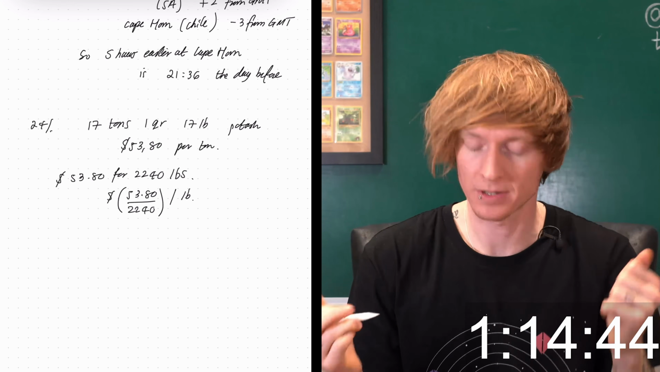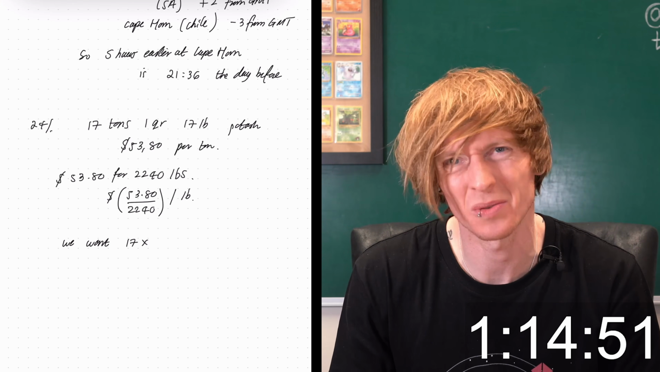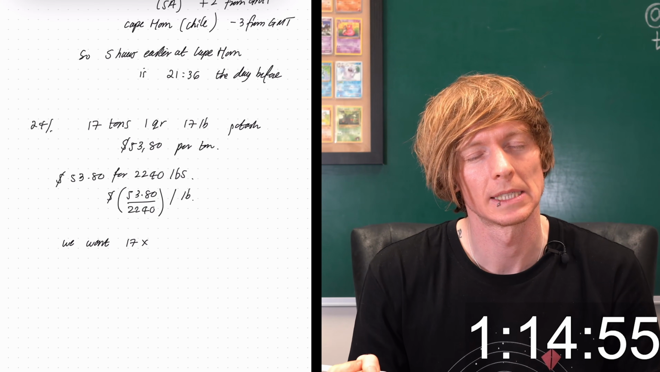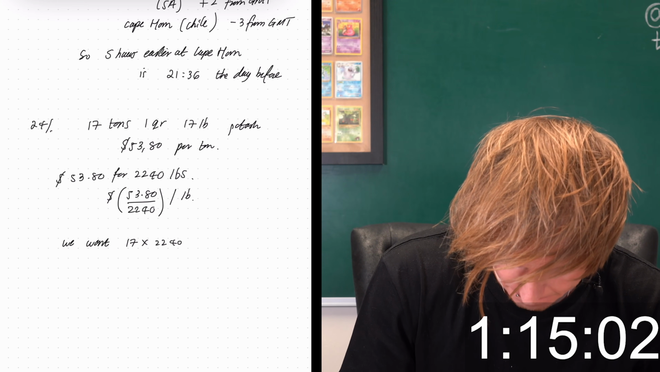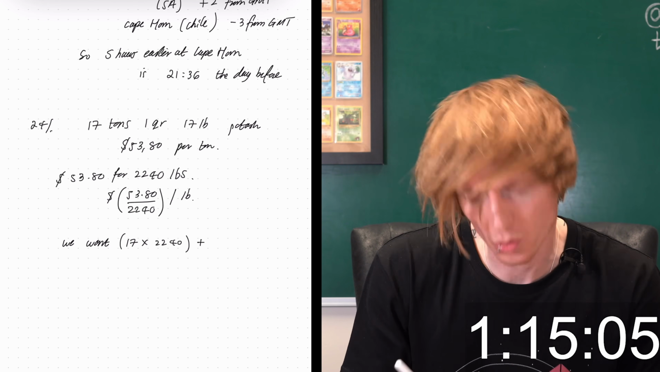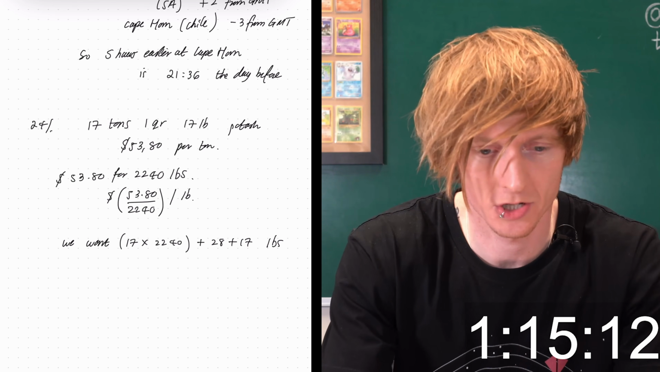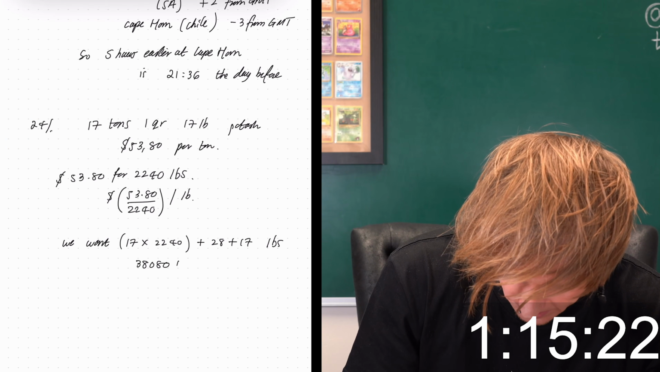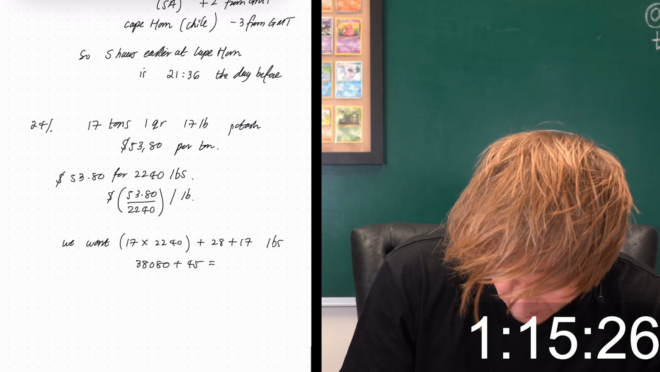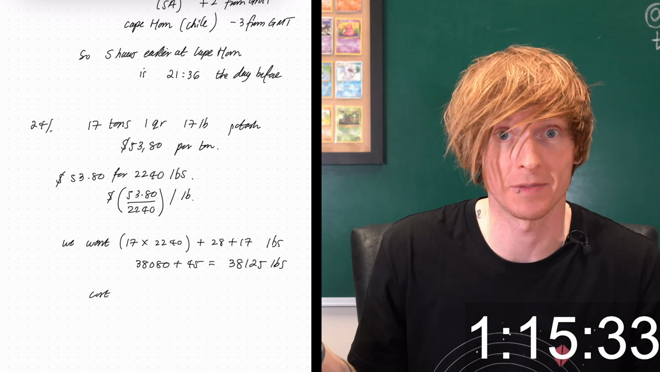Awesome. Now, how many pounds do we have? We want 17 times, was it 2240? I'm pretty sure it's 2240. Yes, I'm going to back myself. Might regret that. 2240 pounds plus 1 quarter, which is 28 pounds, plus 17. We want that many pounds. Can't be bothered, so let's just check. 17 times 2240 is 38,080. 38,080 plus 45. So we want 38,125 pounds.